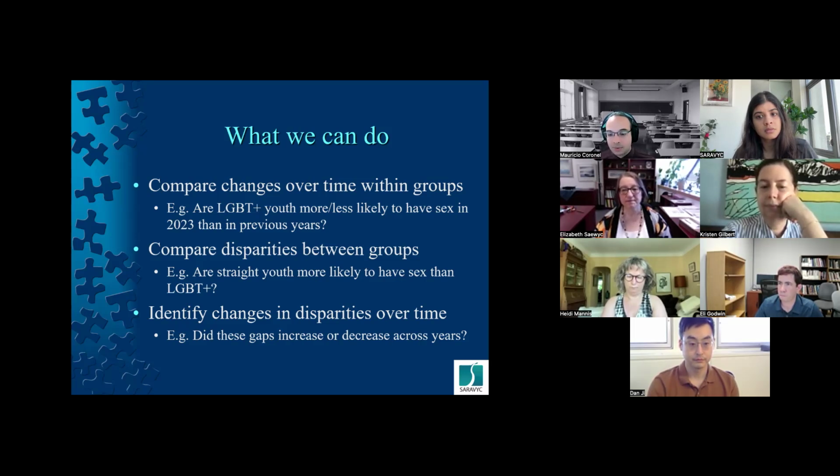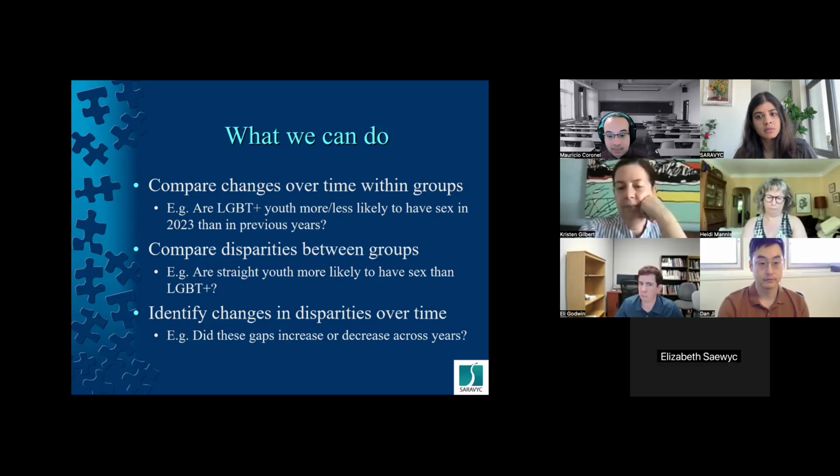Or rather, how is this outcome for these different groups? So for example, are straight youth more likely to have sex than LGBT plus youth? So we're comparing within a specific group and a specific year. And then we can identify if these changes are changing over time, if these disparities, if these gaps are increasing or decreasing, or are they staying the same? So we want to look at these three things.